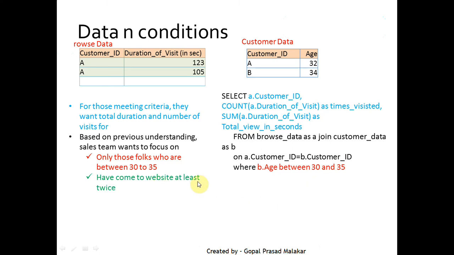Have come to the website at least twice. This you achieve by using the having condition. For that you will have to use group by, and then you will have to use having. So group by customer ID, having count of A dot customer duration of visit greater than 1, because this ensures that you have at least 2 records, and this is done for each customer. So for each customer ID, if their number of visits is more than 1, meaning 2 or more, they will become part of this data set.